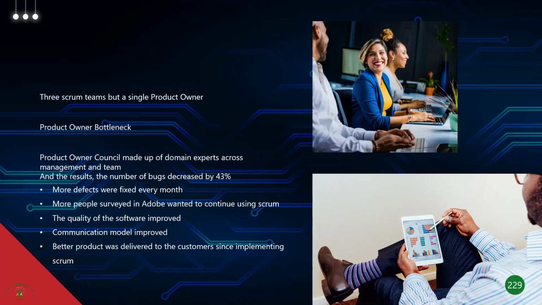And however, they had a product owner bottleneck. So the product owner council was made up of domain experts across management and team, and as a result, the number of bugs decreased by 43%. So once they adopted the Scrum of Scrums, they had these multiple Scrum teams with a single product owner. They actually decreased their bugs by 43%.